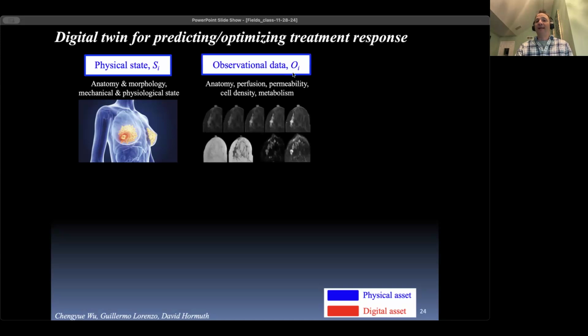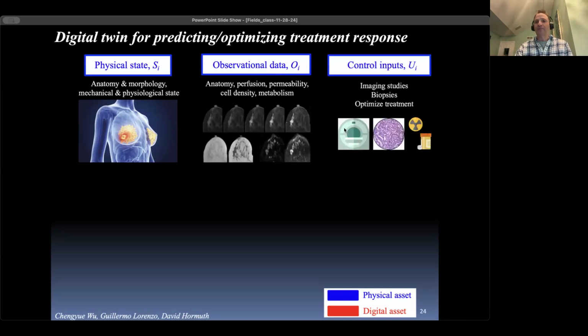Then there are the measurements you can make on the patient. I grew up in imaging science, so we do a lot of imaging work, but of course this could be genomic data, histological data, pathological data, clinical data, any patient reports, anything that would give you reasonable data. For us, like we talked about on Tuesday, we measure anatomical data, perfusion, permeability, cell density, metabolism, all those measurements we talked about on Tuesday. Again, this is happening in the real world, how you're observing your physical system.